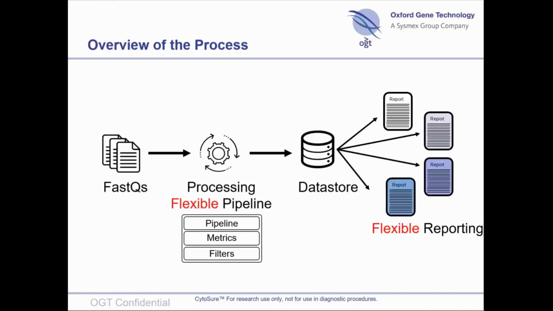And once completed, this data is stored in the database, allowing flexible reporting of the information that has been generated. For example, you could generate a summary report as an overview of the batch. Alternatively, you could have a QC report for focusing on the quality of the data, or you could have a full report with all the information that's been generated. And we have the ability to generate different types of report according to individual requirements.